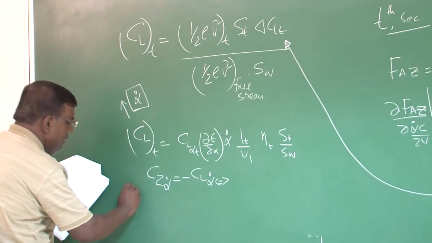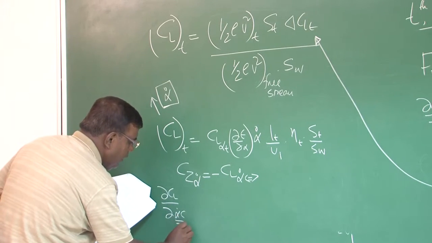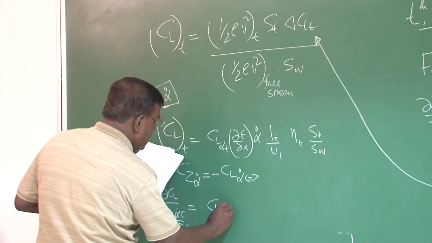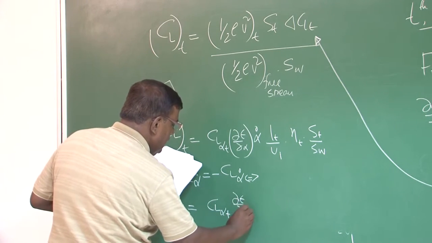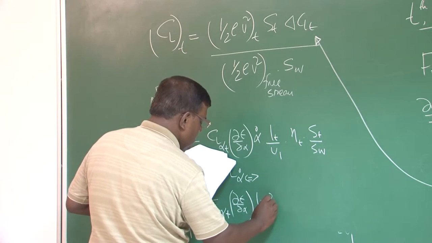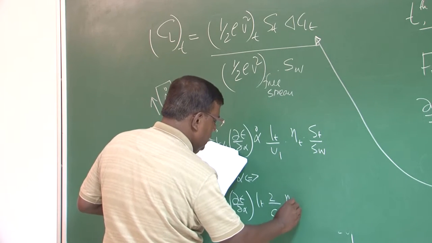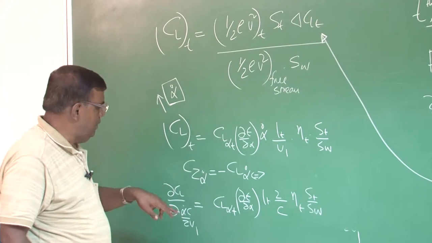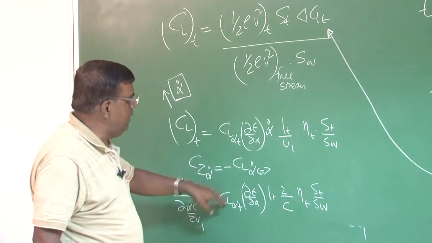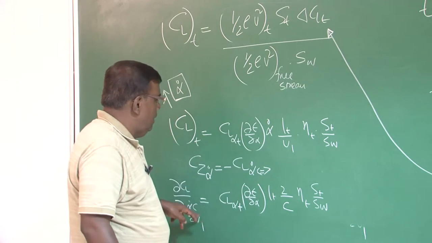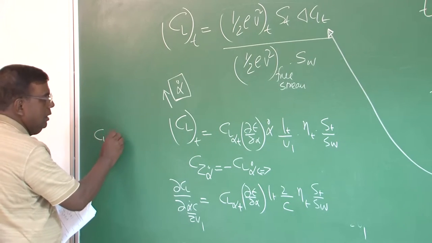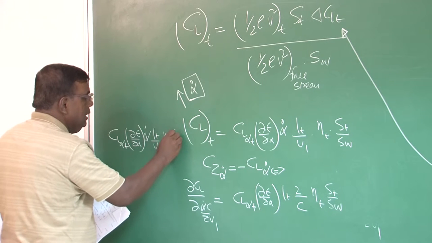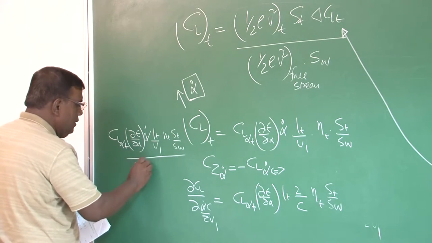So this will be used, and I can differentiate this to get dCL by d alpha dot c by 2u1 as CL alpha tail into d epsilon by d alpha into LT 2 by C into neta T ST by SW. Let me check. If I take a derivative with respect to alpha dot c by 2u1, CL alpha tail will be this, d epsilon by d alpha, okay, LT will be there. And if I quickly check CL alpha tail into d epsilon by d alpha, then alpha dot LT by U1 neta T ST by SW divided by alpha dot c by 2U1.